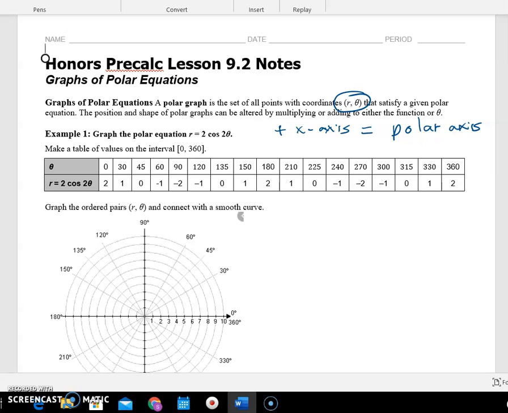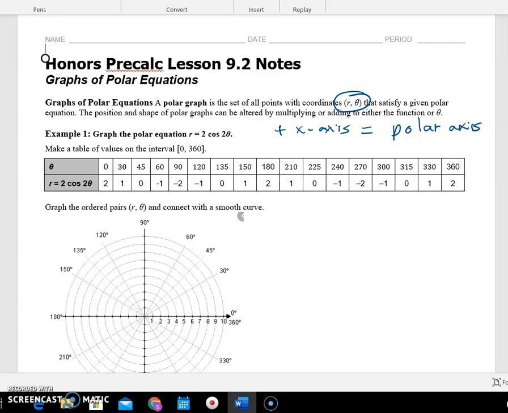The position and shape of polar graphs can be altered by multiplying or adding to either the function or to theta. So these are going to look very much like the trig functions that we had in the past.